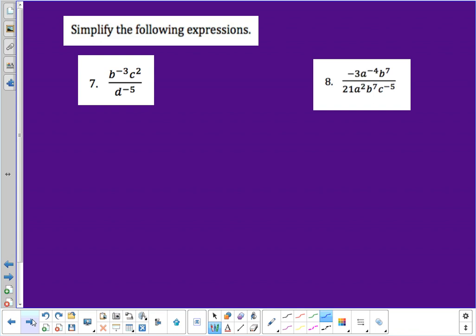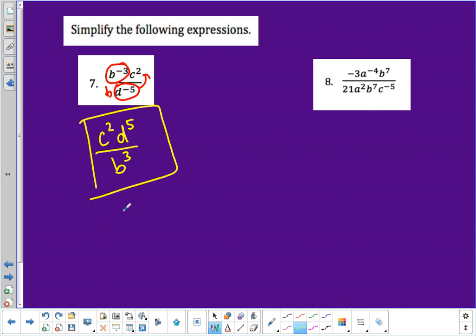In number 7, we have b to the negative third, c squared, over d to the negative fifth. So negative powers need to move. This moves down. This moves up. C squared stays because it's not negative, it's already positive. So I have c squared on the top. Now I also have d to the positive fifth on the top. And I have b to the positive third on the bottom. Each variable is there only once. Everything's simplified. As for the fraction, there's nothing to reduce. I'm good. How about number 8?